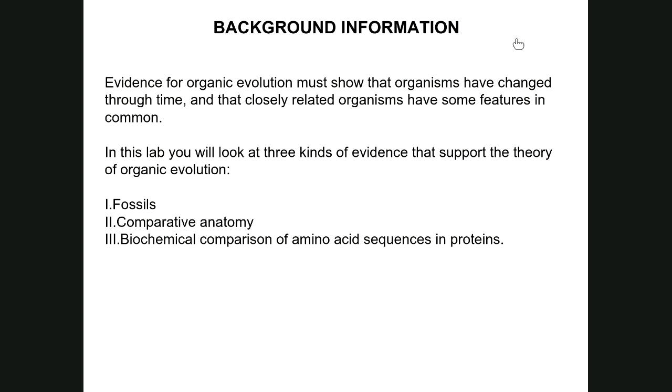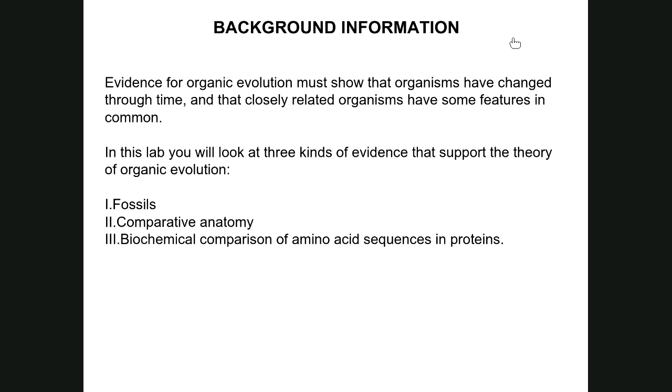Evidence must show that organisms have changed through time and that closely related organisms have some features in common. We talked about this already in lecture. So in this lab, you will look at 3 kinds of evidence that support the theory of organic evolution. The first 2 basically fall under what we would call a combination of homology and fossil records. If you recall, at the end of chapter 1 it talked about 4 lines of evidence: direct observations, homology, fossil records, and biogeography. So you can see that this is where all this falls.